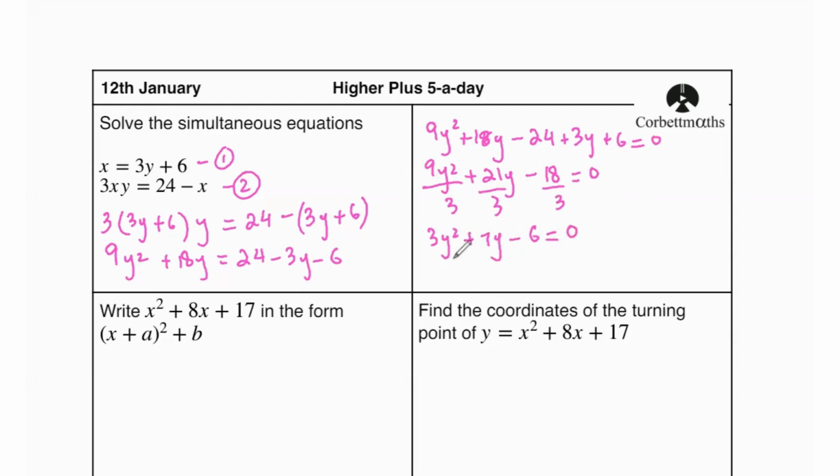Now, if we factorize this, that's going to be 3y squared plus 9y minus 2y minus 6 equals 0. Factor by grouping now: 3y squared plus 9y will be one group, and negative 2y and negative 6 will be another group. So in the first group, we have 3y common.